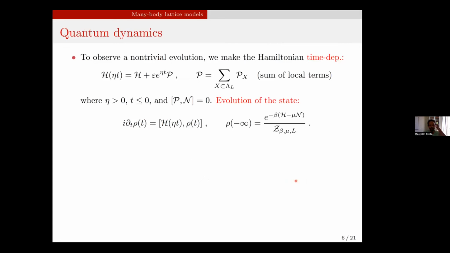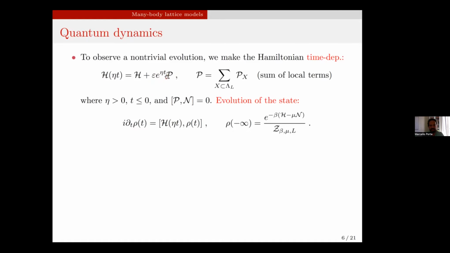Okay, so until now everything was at equilibrium, so the dynamics of the state was trivial, in fact. If you want to observe a non-trivial transport in the system, one way of introducing a flow of, let's say, charge is to make the Hamiltonian time dependent. That's what we're doing here. We make the Hamiltonian time dependent thanks to this perturbation here, which is going to be small because of this parameter epsilon, and it's going to be slow in time because of this adiabatic factor e to the eta t.